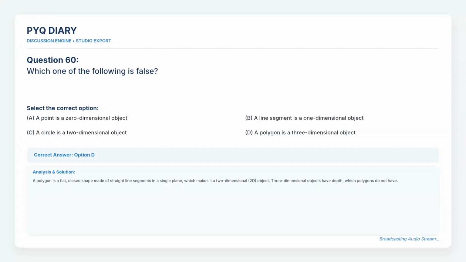Question 60. Which one of the following is false? The choices are A. A point is a zero-dimensional object, B. A line segment is a one-dimensional object, C. A circle is a two-dimensional object, and D. A polygon is a three-dimensional object. The correct answer is option D. A polygon is a three-dimensional object.